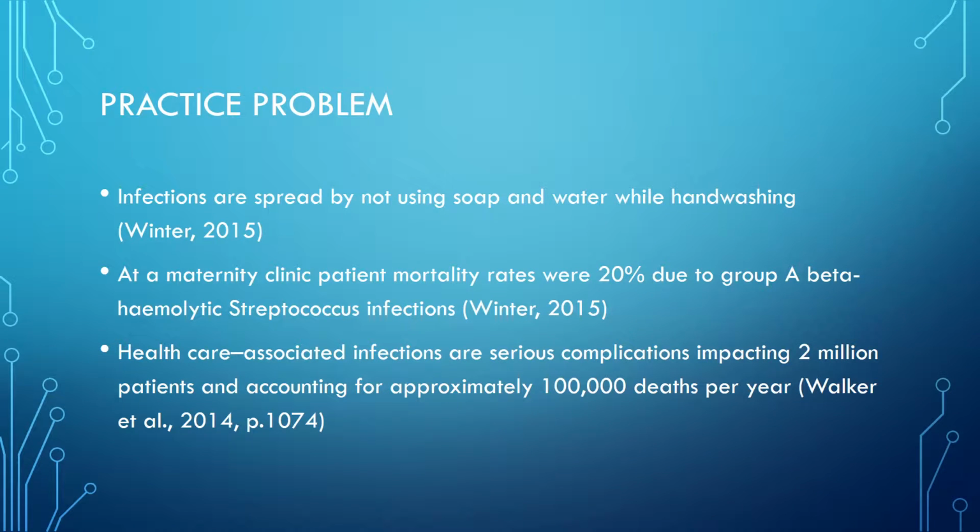The practice problem. Infections are spread by not using soap and water while hand washing. Winter 2015. At a maternity clinic, patient mortality rates were 20% due to group A beta hemolytic streptococcus infections, and healthcare-associated infections are serious complications impacting 2 million patients and accounting for approximately 100,000 deaths per year.